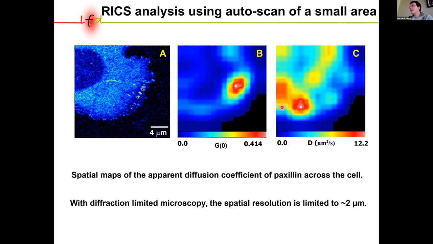I have this part about the super resolution and then the number and brightness will be shorter. Okay, continue, go ahead. Okay, thank you.